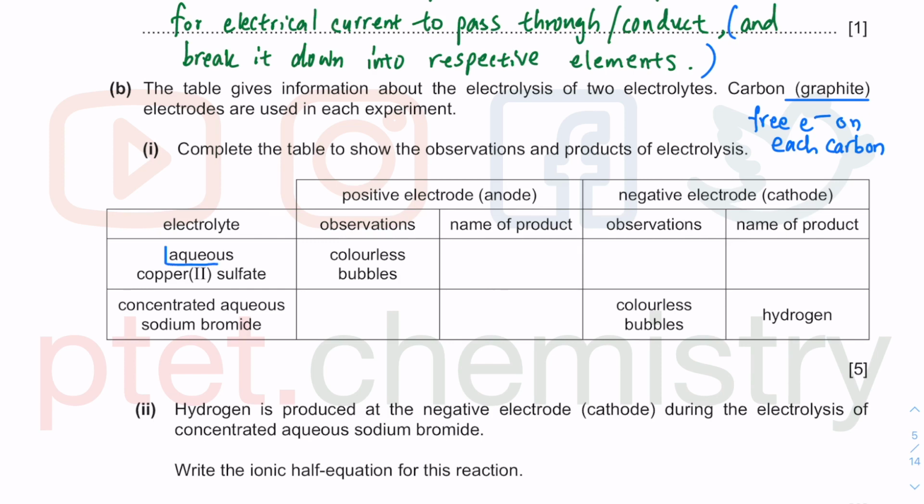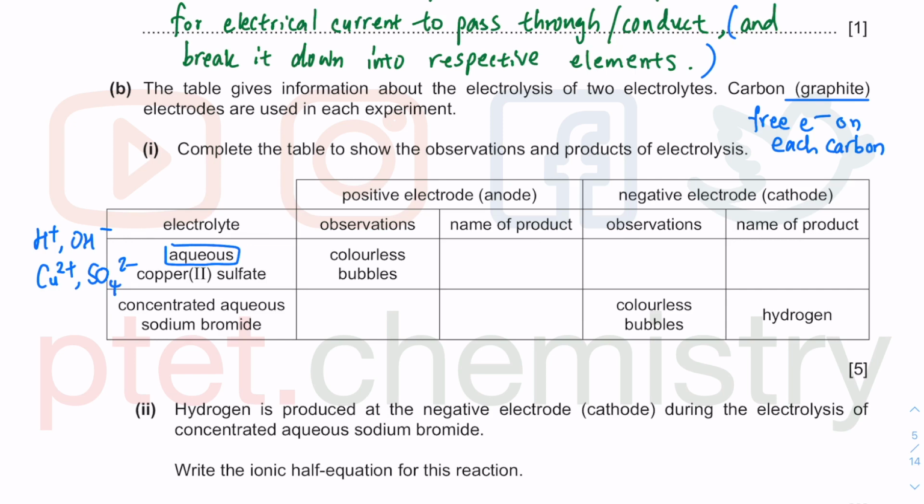This is aqueous. Aqueous would mean you have H plus and OH minus, and then you have copper 2 sulfate, Cu2 plus, SO4 2 minus. These are ions that are in the qualitative analysis as part of the experimental techniques and chemical analysis topic in year 9. These are also in practical studies: copper 2 plus, SO4 2 minus, OH minus, and H plus.